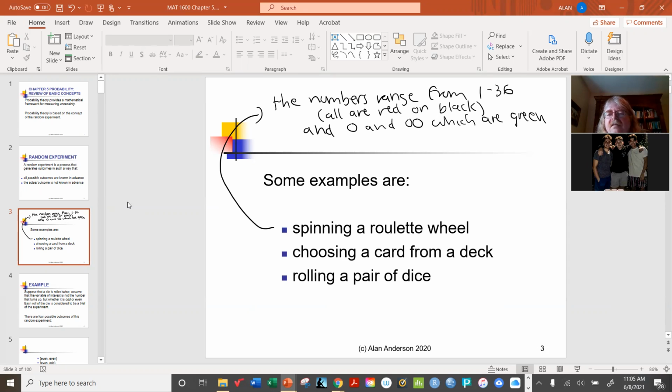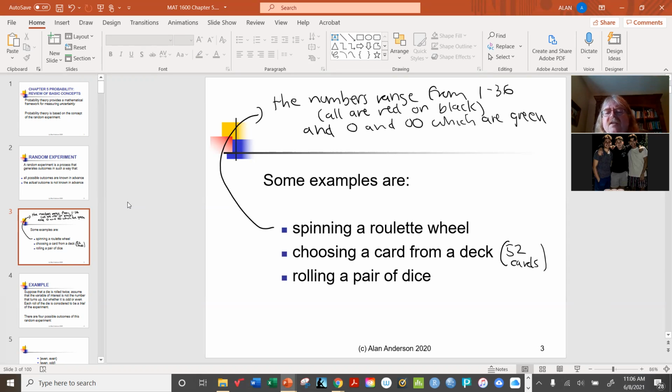Choosing a card from a deck. Now, a deck of cards has 52 cards, not including the jokers. The probability of picking any one of them is 1 out of 52. So if I wanted to know the probability of picking the 7 of hearts, that would just be 1 out of 52. It's easy. Do I know which card I will pick? Of course not, but I know what is possible.